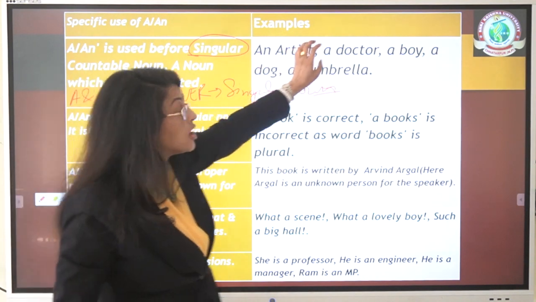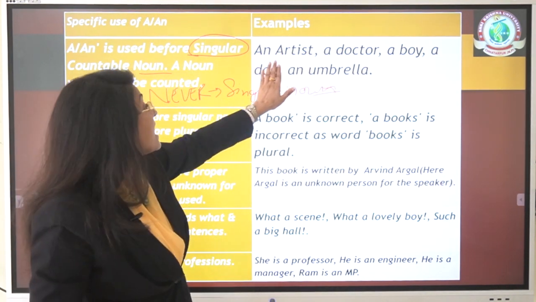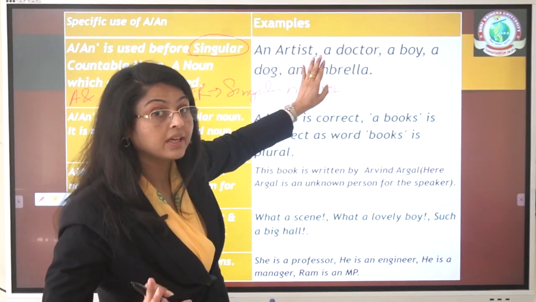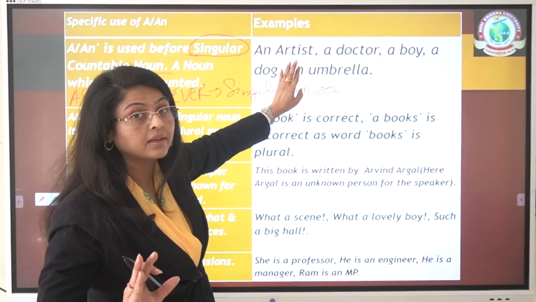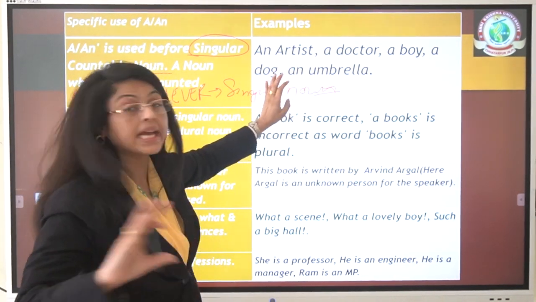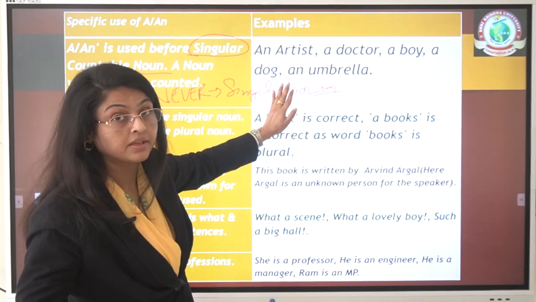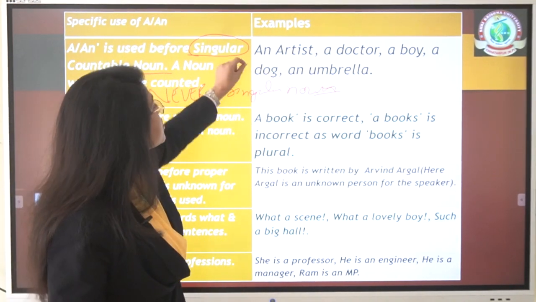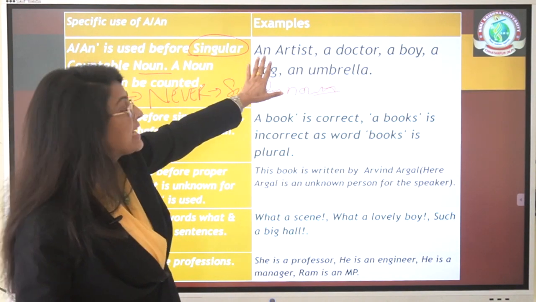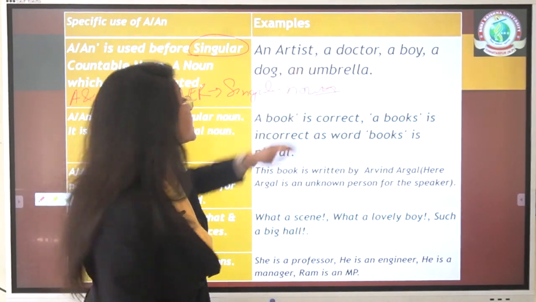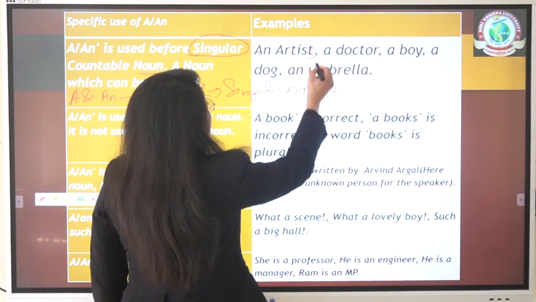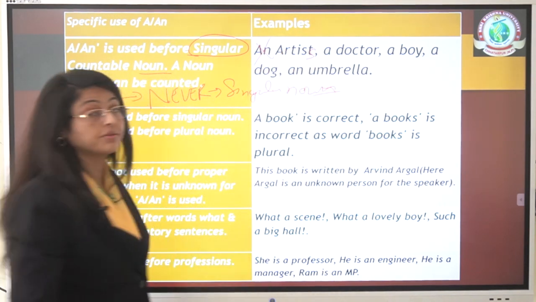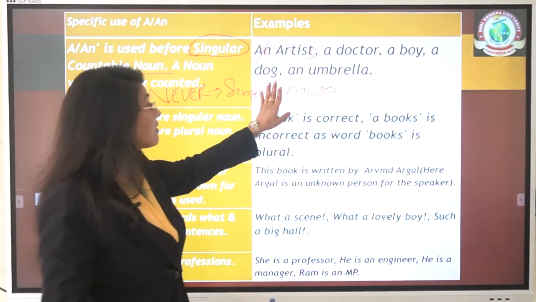An artist, a doctor. If it is artists, plural, what will you do then? You will not use any article in front of it, right? You always have to use an artist. An artists, if it is this, then this AN will not be used. Be very particular about it.